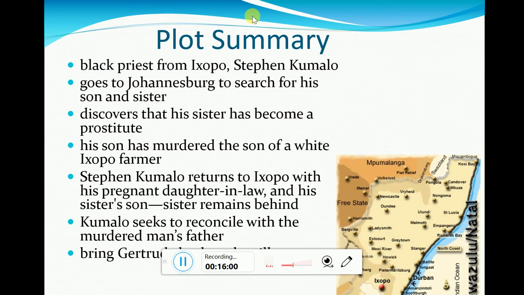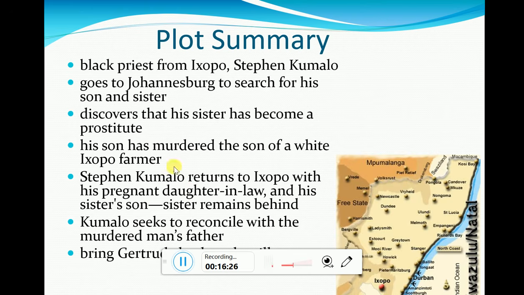Now, the plot summary is that a Black priest, Reverend Stephen Kumalo, our protagonist, goes to Johannesburg to search for his son. Then he discovers that his sister has become a prostitute. His son has turned to crime and he's now a murderer. When he meets him, he meets him already in jail for murdering Arthur Jarvis, who is the son of James Jarvis. Now, can you see the connection between the two protagonists?